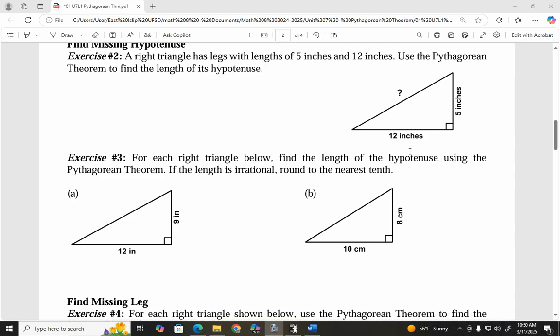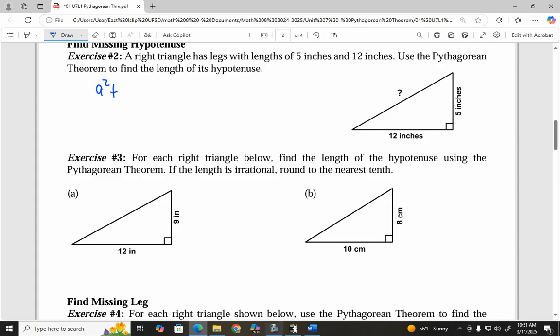Anytime you use a formula, such as the Pythagorean theorem, you should always write down the formula prior to plugging in any information. So here in exercise 2, we have a right triangle with legs of length 5 inches and 12 inches, and we're going to use the Pythagorean theorem. So let's write that formula down. A squared plus b squared equals c squared to find the hypotenuse.